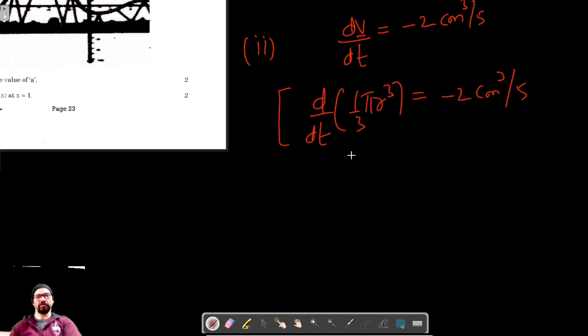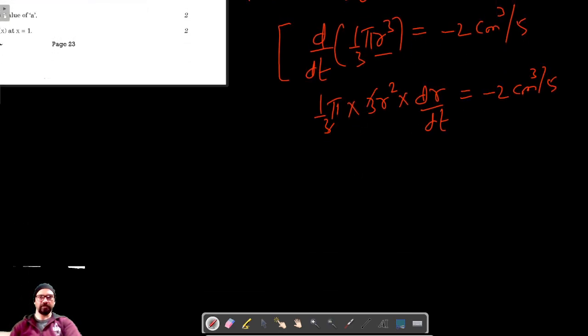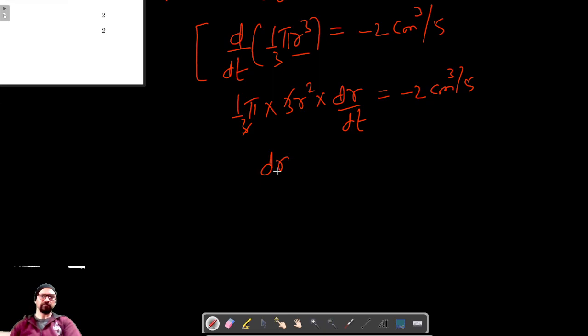Differentiating this with respect to t gives us 1 by 3 is constant. Differentiation of r cube with respect to t is 3r square into dr by dt, which is equal to minus 2 centimeter cube per second. Now 3 and 3 get cancelled, and the rate of change of radius is equal to minus 2 upon pi r squared, in centimeter per second.